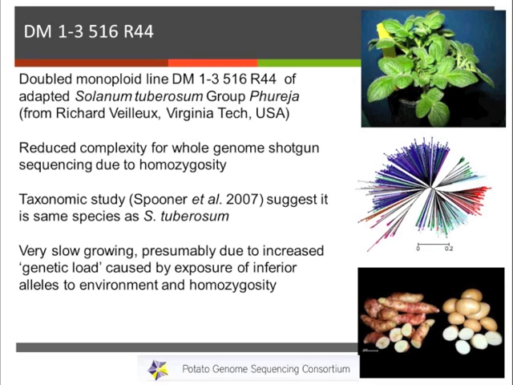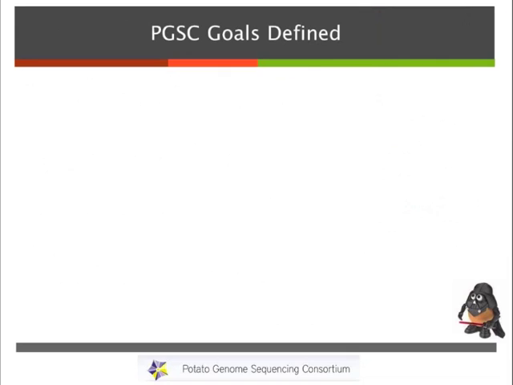So one issue about this clone is it grows very, very slow, and this is thought to be because of inbreeding. So in case you've never seen it, this is RH. These are tubers of RH, and this is DM right here. Okay. So we checked the flow, the size of the genome. It was 850 megabases by flow cytometry, which matched what RH was as well.